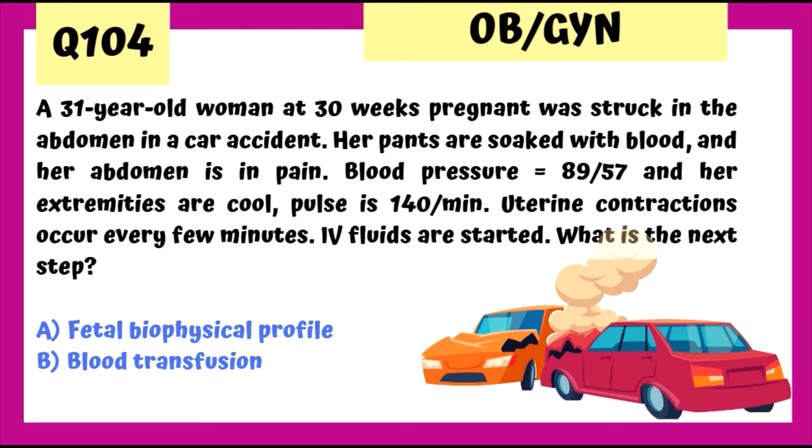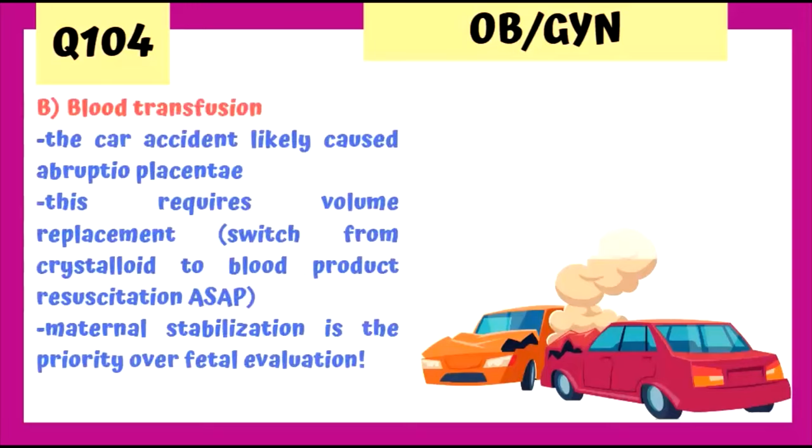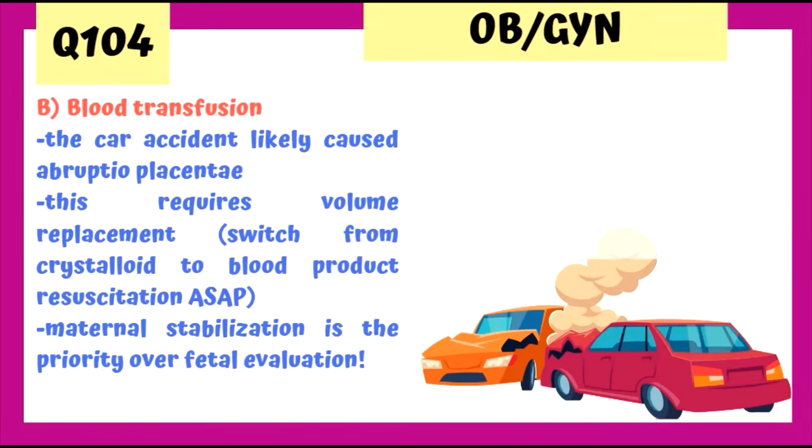So over here, she has this extreme hypotension. We want to give a blood transfusion. We don't want to do a fetal biophysical profile. We have to take care of the mother. What's going on over here is that she likely had an abruptio placentae.